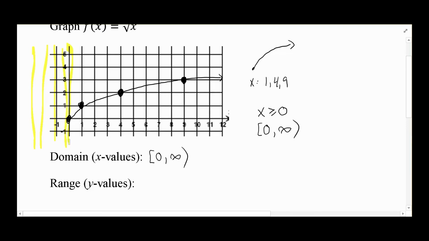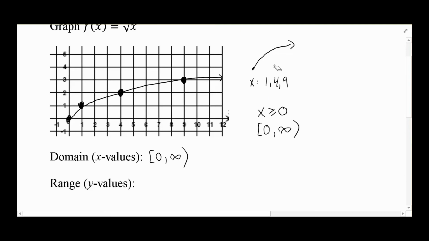I have an x value as early as 0. My scanner keeps scanning. I'm still getting x values. I'm still getting x values. And as far as I go over, I'm going to continue getting x values forever and ever. So the first x value that I got was 0, and I included it. And I kept getting x values on to infinity. And so my interval notation for that is from 0 to infinity.